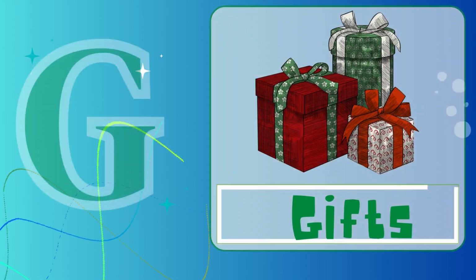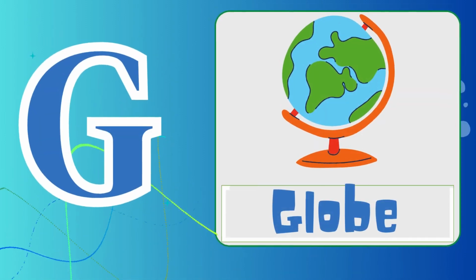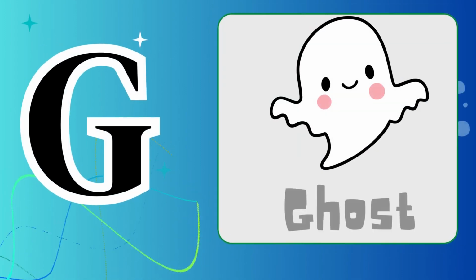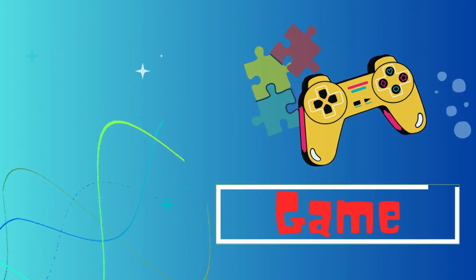G is for gifts. G is for globe. G is for gum. G is for glasses. G is for ghost. G is for game.